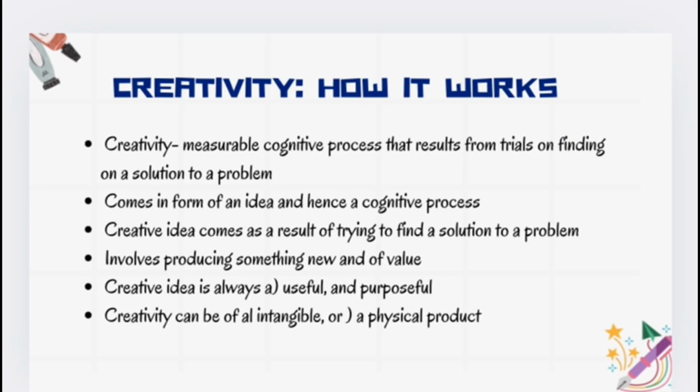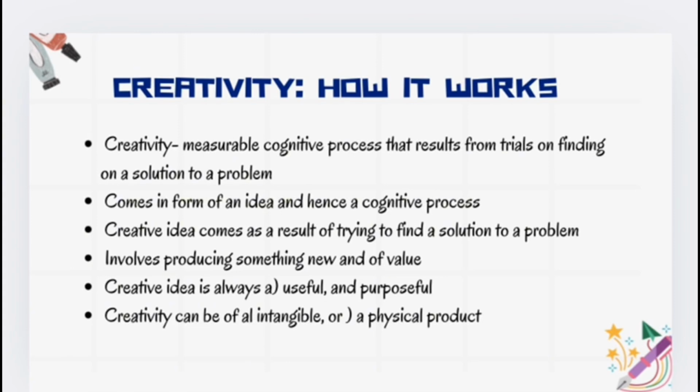So next one, creativity: how it works. Creativity is a measurable cognitive process that results from trials of finding a solution to a problem. It comes in the form of an idea and hence a cognitive process. A creative idea comes as a result of trying to find a solution to a problem. It involves producing something new and of value. Creative ideas are always useful or purposeful. Creativity can be of an intangible or physical product.